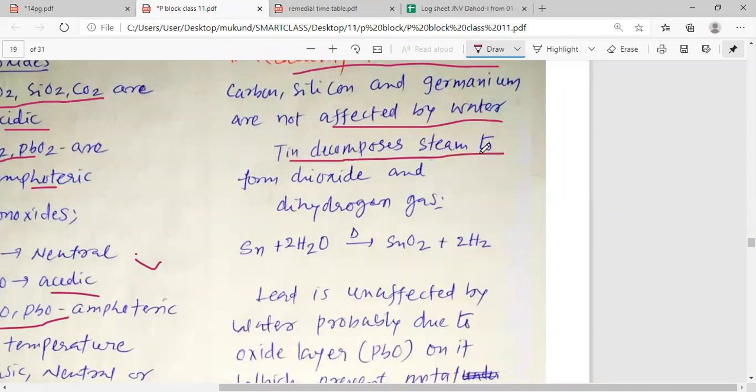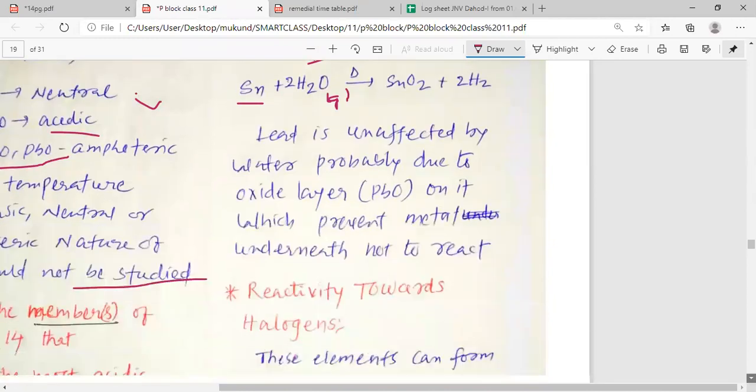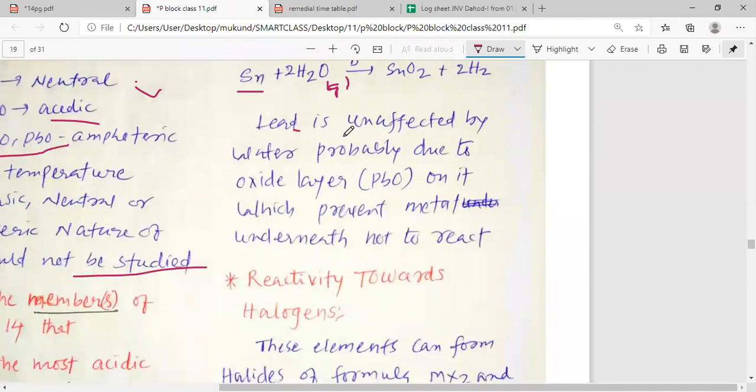Tin decomposes steam and forms tin dioxide and dihydrogen gas. So tin, when it reacts with the steam, remember it should be in gaseous state. This steam reacts with the tin and produces tin dioxide and hydrogen gas. Thus tin can produce hydrogen gas when it reacts with water. Lead is unaffected by water, probably due to the layer of oxide that has formed on the lead metal.